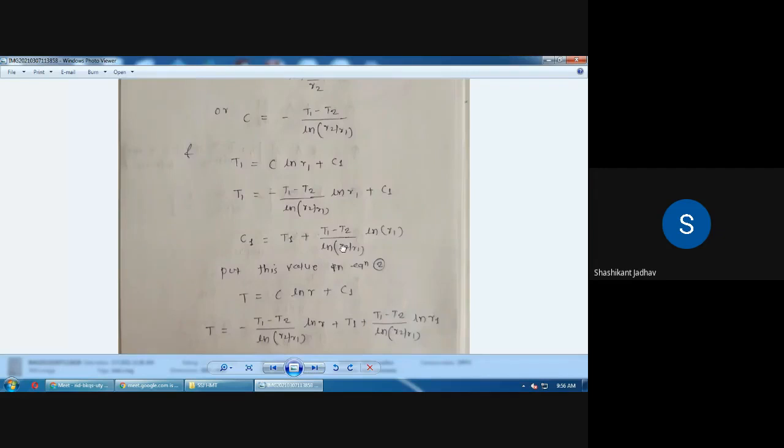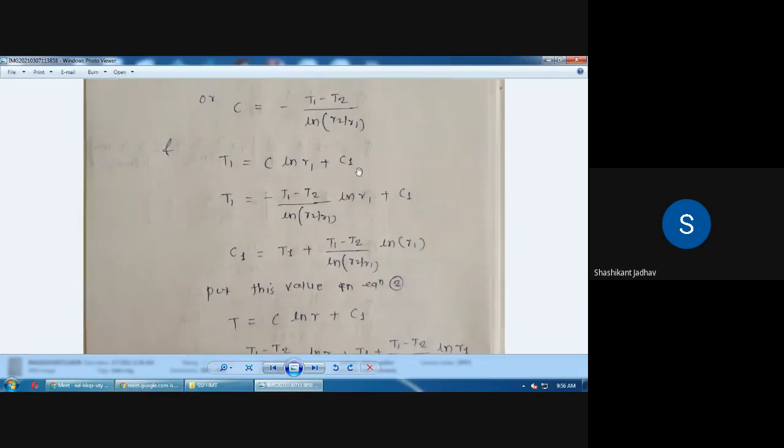So T1 minus T2 is equal to C into ln of R1 minus C into ln of R2. Okay, so we have to take C as common. So T1 minus T2 is equal to C into (ln of R1 minus ln of R2). Log minus log, what is the equation for log minus log? That is ln of R1 by R2. So write down T1 minus T2 is equal to C into ln of R1 by R2.